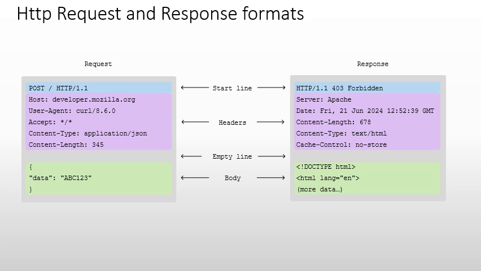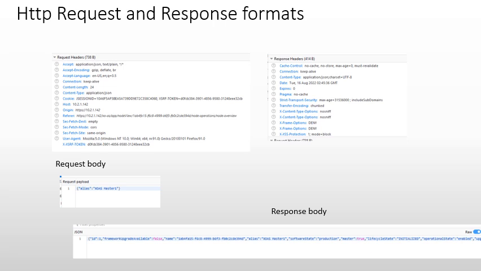This screenshot is taken from the Firefox website. The HTTP request and response formats look like this. The left side is the request, the right side is the response. Of course, there are the start line, headers, an empty line, and the body. On the left side the body is JSON and on the right side the body is HTML. That's about HTTP requests and responses in theory.